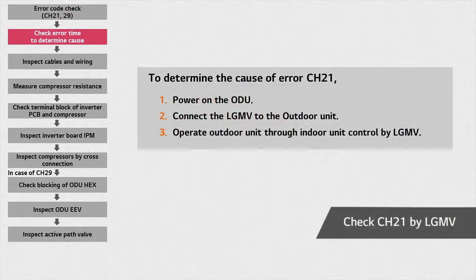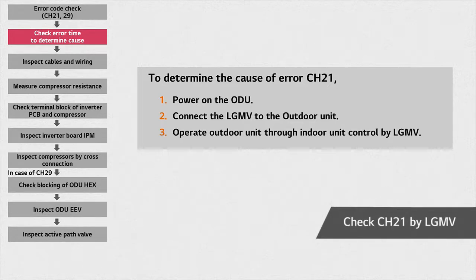To determine the cause of error CH21, first, you will have to check when it occurred. Verify if it happened during compressor operation or before compressor starts to operate. To do this, first, power on the ODU. Second, connect the LGMV to the outdoor unit. And third, operate outdoor unit through indoor unit control by LGMV.